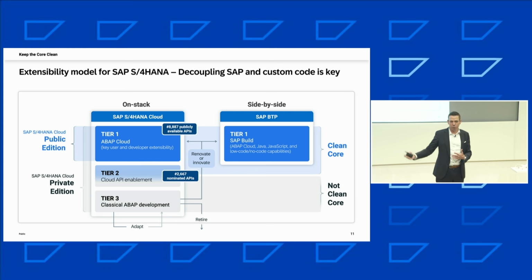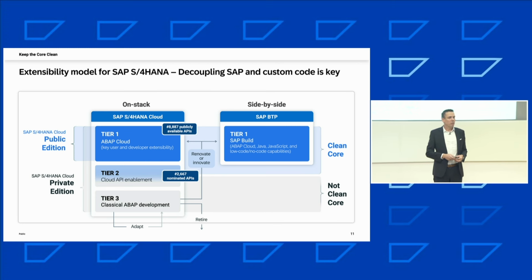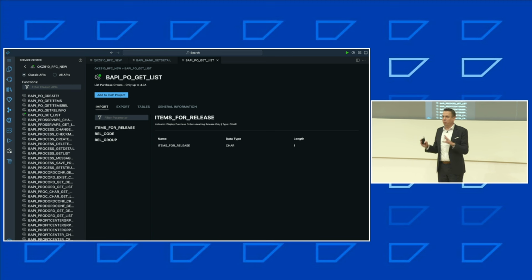There are no plans to change it in future. It is not, let's say, a technical contract that we deliver here, but it is the next best option if there is no Tier 1 API available. And we make these nominated APIs also available or easily accessible from the BTP.